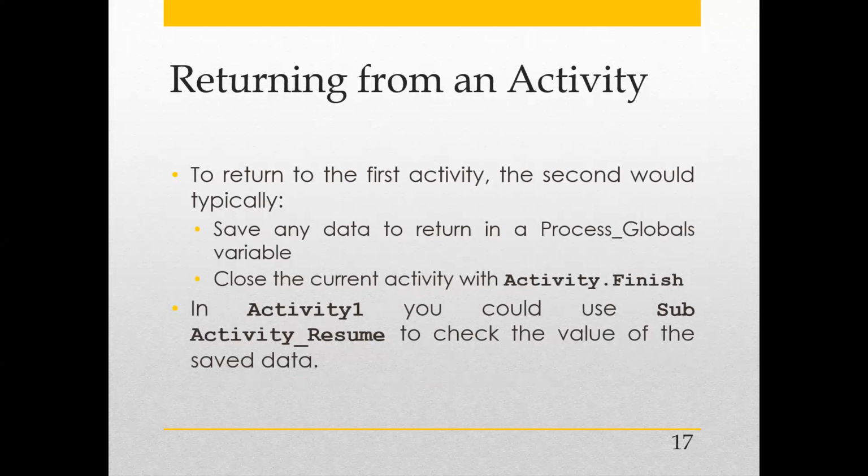Returning from an activity. To return to the first activity, the second would typically save any data to return in a process global variable. Close the current activity with Activity.Finish. In Activity1, you could use Sub Activity_Resume to check the value of the saved data.